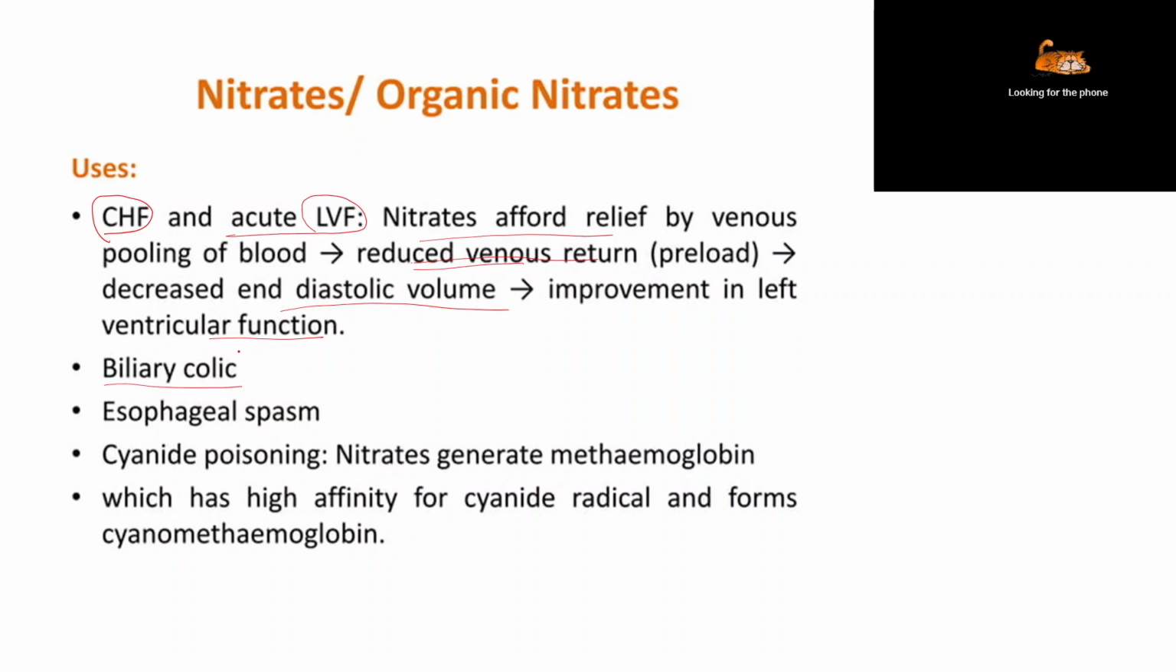Biliary colic means the duct which mainly collects the bile. Once it becomes contracted, the patient may suffer from pain. That is also treated with the help of nitrates. Esophageal spasm, when a patient suffers from narrowing of the esophagus, then also it is used. In cyanide poisoning, nitrates are used, as nitrites generate lots of methemoglobin. So these are the uses.